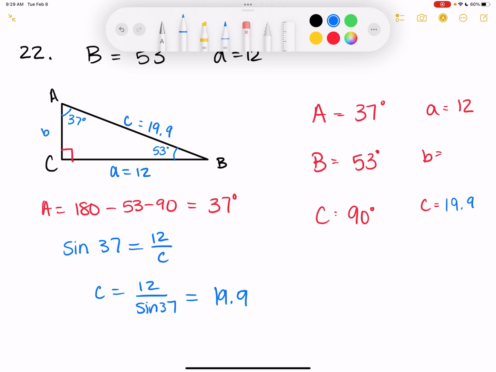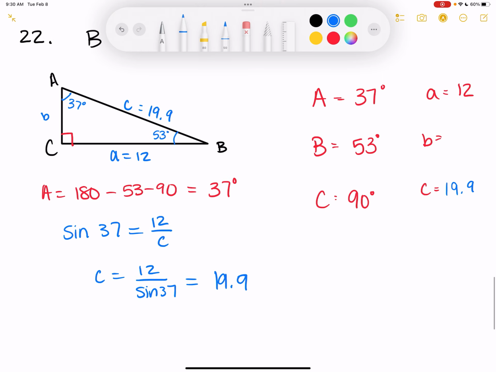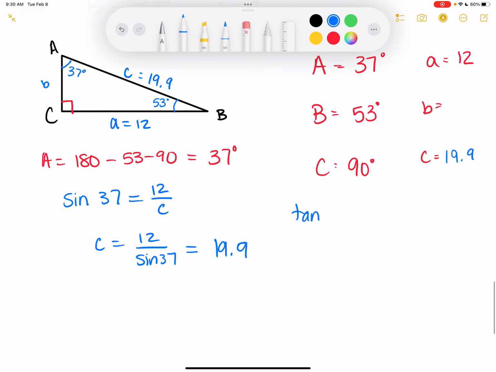Now you have a couple options. You can use the Pythagorean theorem if you want. But since we know how to do that, I'm going to use a different method. I'm going to use tangent of 53. So the tangent of 53 is equal to opposite over adjacent, so b over 12. Now, to get b by itself, I'm going to multiply by 12. So I'm going to have 12 tangent of 53 is equal to b. Type that in.